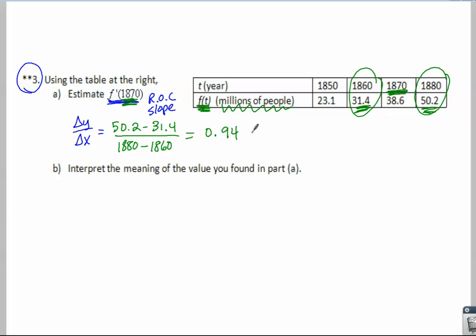The function values were the top. So the top is millions of people. The bottom is the years, so millions of people per year. You are going to have to know how to interpret the meaning of your answer. You will have to know how to do that. So let's think this through.